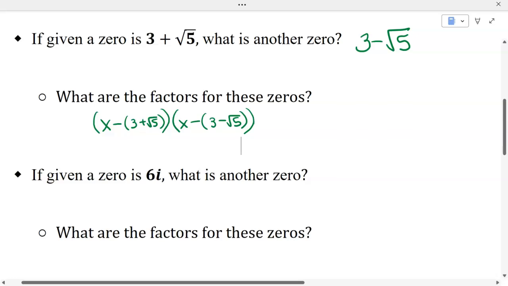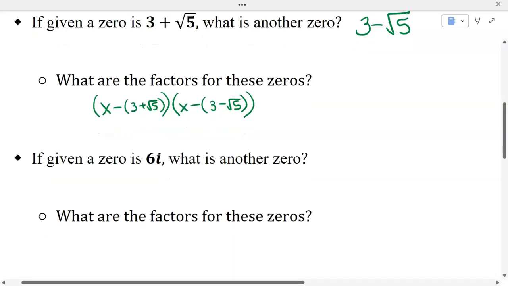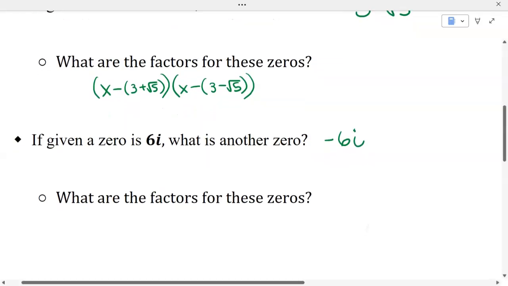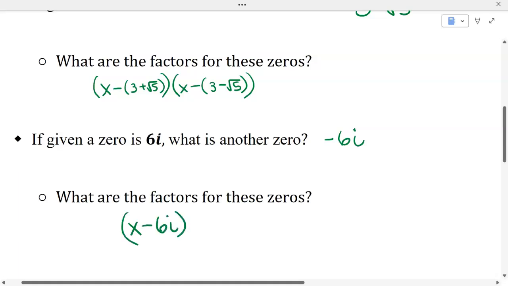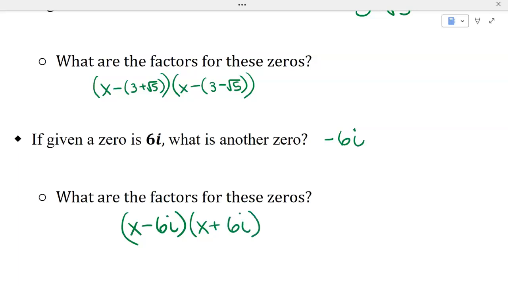So last but not least, I want to talk about what happens if we have a complex number. If we're told that a 0 is 6i, what's the conjugate pair of 6i, which means what's another 0 that has to be there? And it would be minus 6i. So let's talk about what the factors are here. These are a little bit easier than the one we previously saw. Our first factor would be x minus 6i, and our second factor here would be x plus 6i.